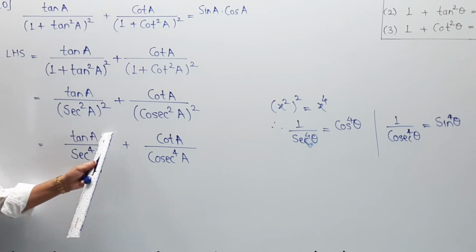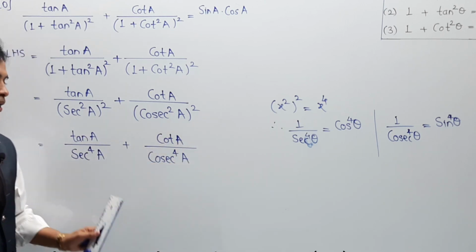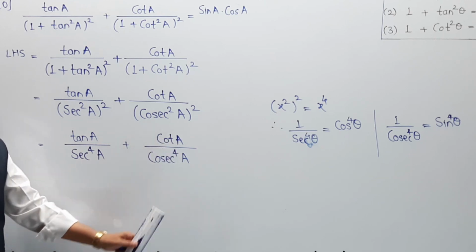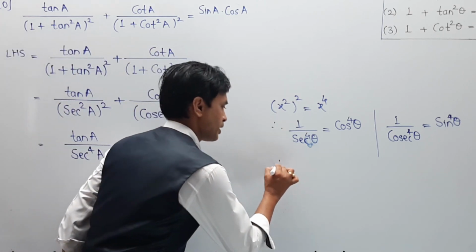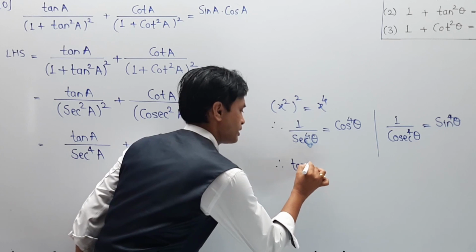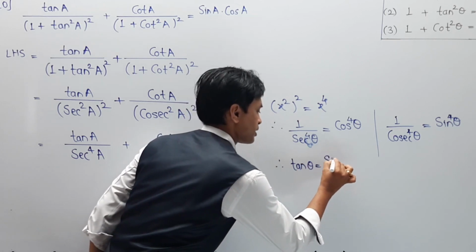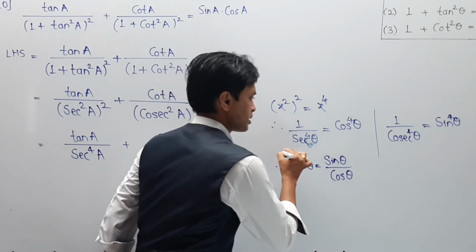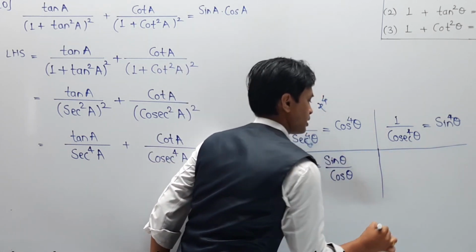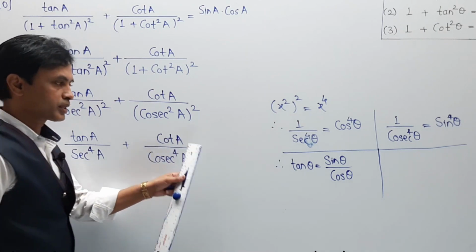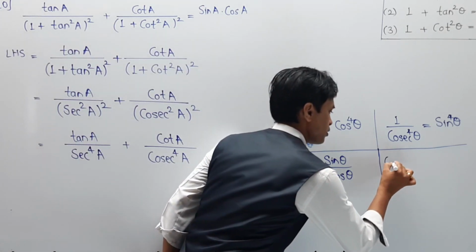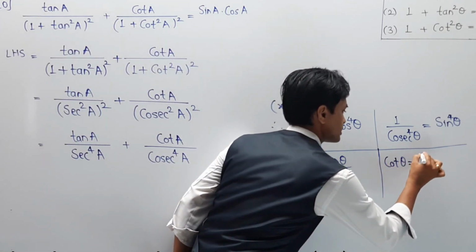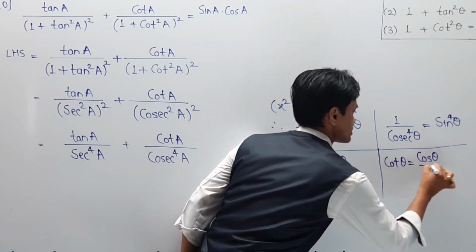Second, about tan A and cot A. You are quite familiar with tan A and cot A. What is that? You know very well. Tan theta can be written as sin theta upon cos theta. In a similar manner, you can write cot theta. So your cot theta can be written as cos theta upon sin theta.